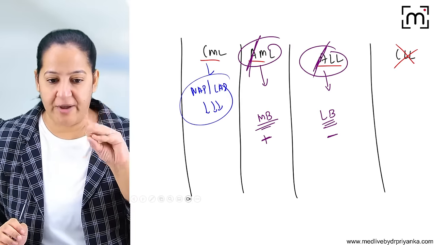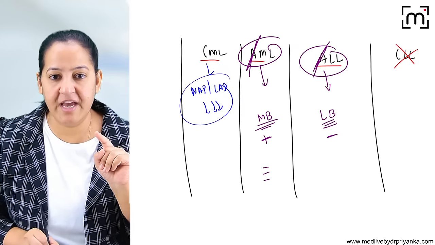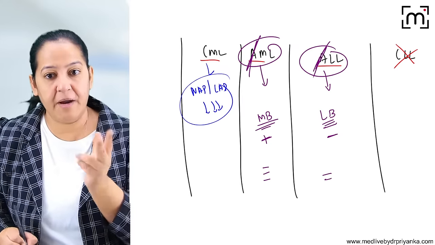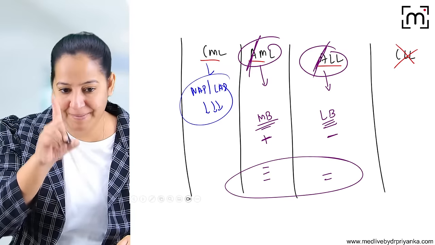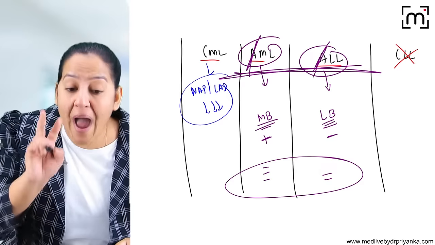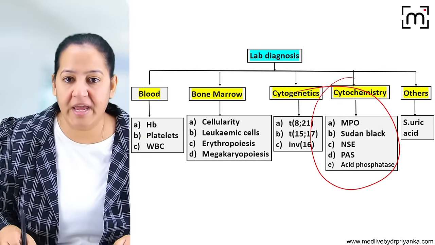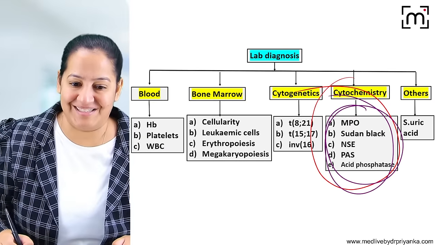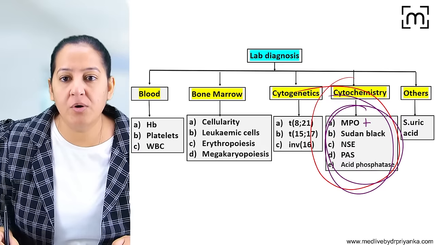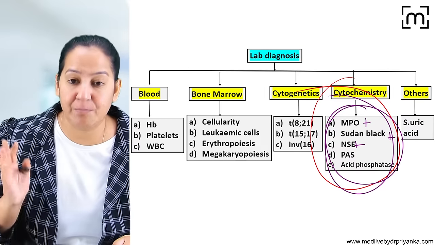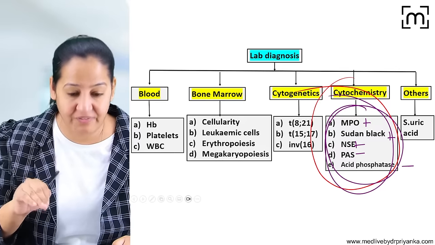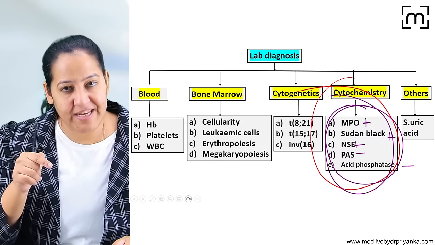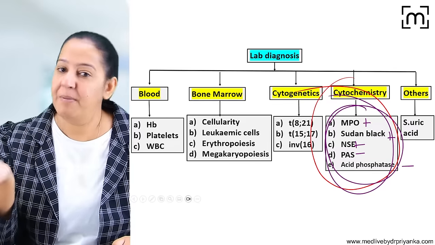So I will tell you total 5 stains. 3 of them are positive here but negative there, and 2 of them are positive there but negative here. So learn the total 5 together at one shot, at one place, to differentiate the 2 acute leukemias from each other. Okay, so these are the 5 special stains. Out of the 5, MPO, Sudan Black and NSE are positive in AML, but PAS and acid phosphatase are negative in AML. PAS and acid phosphatase are positive in ALL but not in AML.